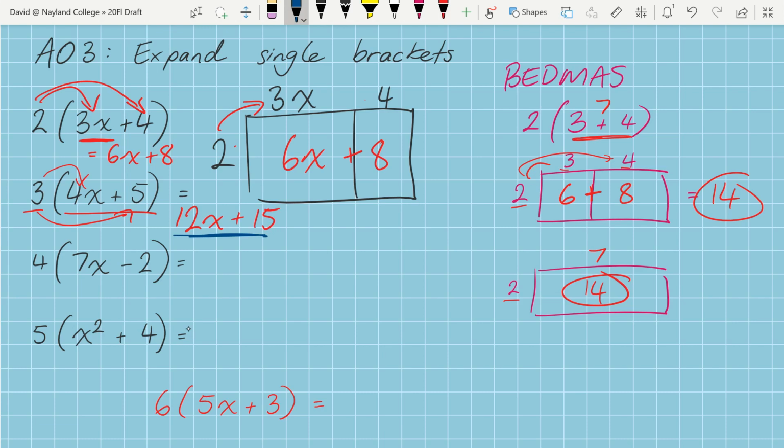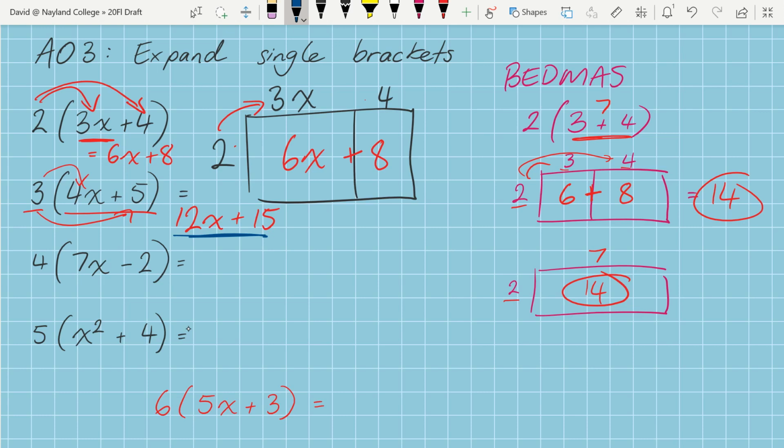It's worthwhile pointing out at this point that we're going to leave this like it is because we can't simplify it. In one of our previous lessons, we looked at simplifying like terms. 12x and 15 are not like terms. One's a value of x, one's a value of numbers, an integer. So we can't actually add these together. So we're just going to leave it as it is, 12x plus 15.